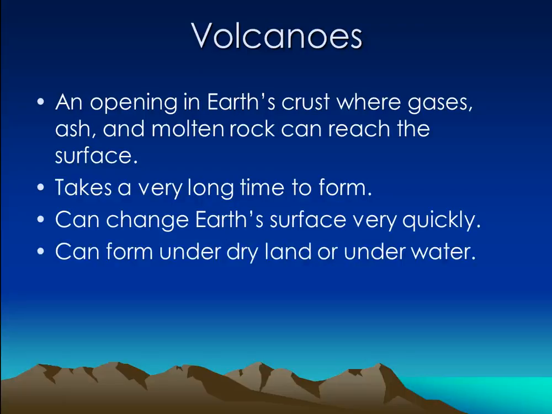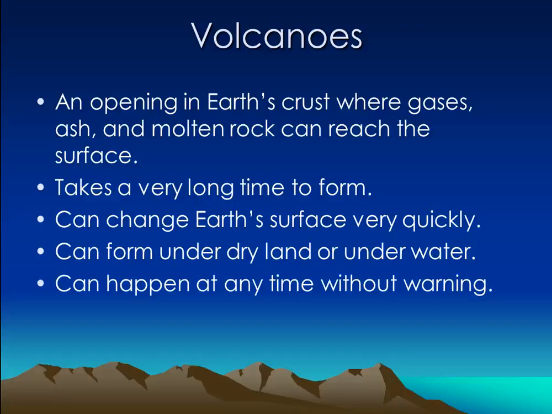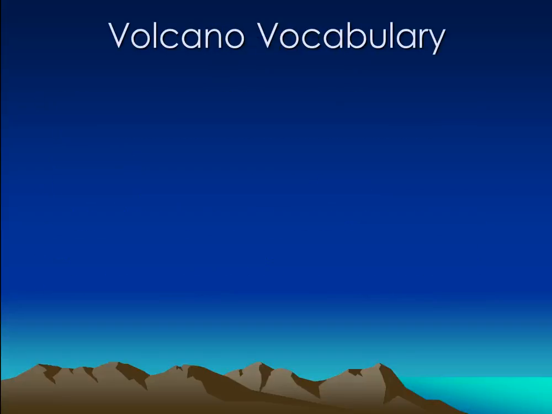Maybe you didn't know this, but volcanoes can form under dry land, so on the land that we see, or even underwater. And volcanoes can erupt at any time without any warning. So that makes them pretty dangerous to be around.